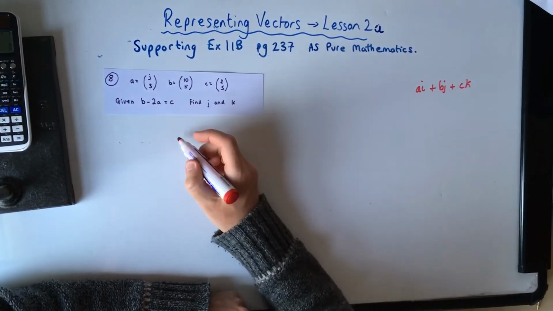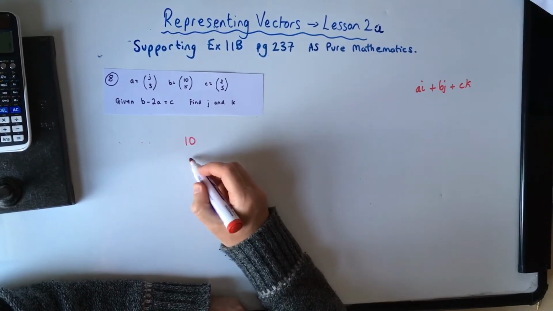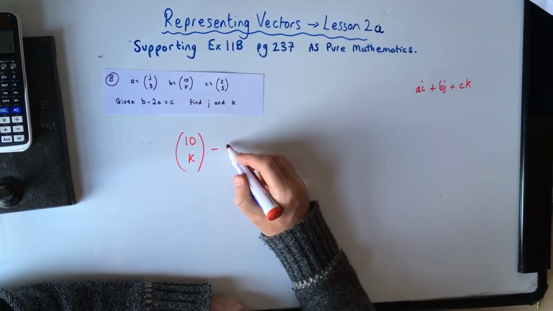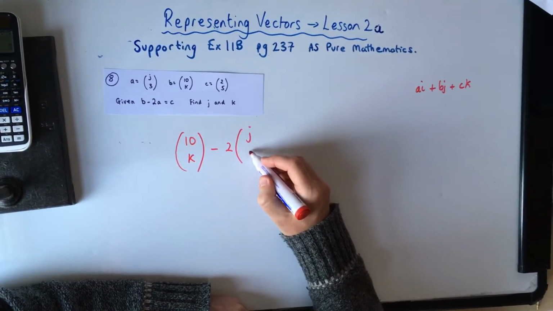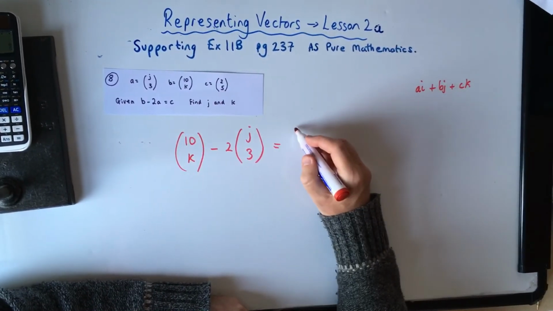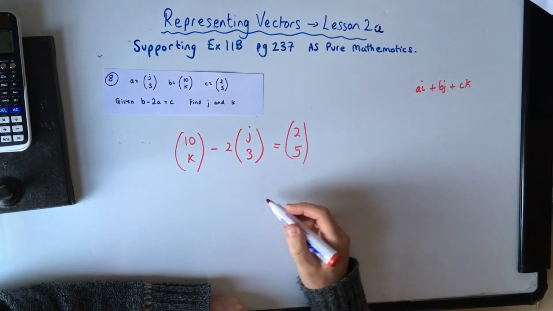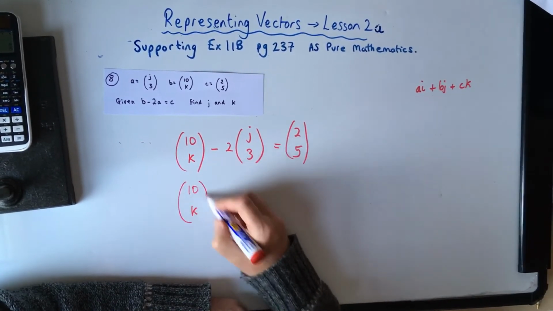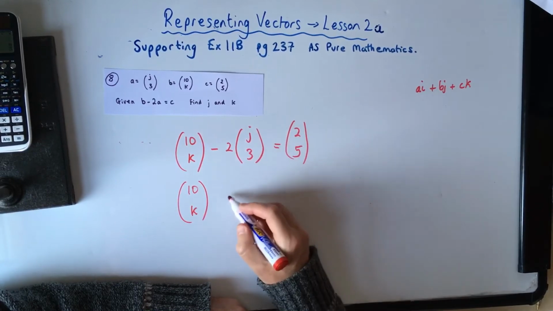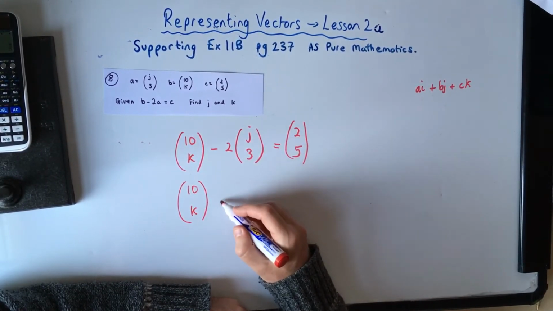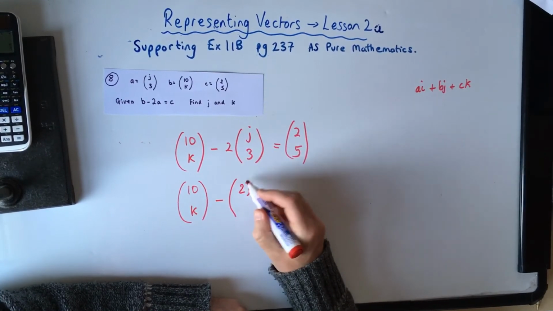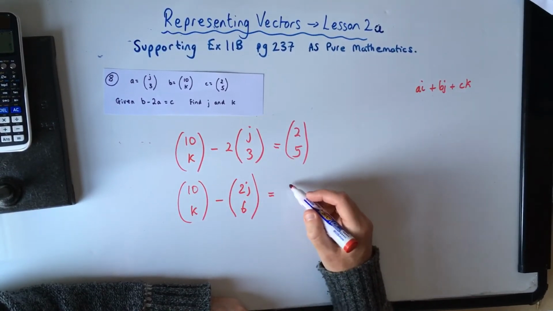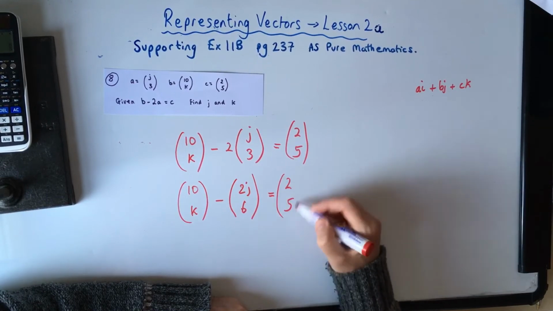They're saying b minus 2a. Okay, so b is 10 over k. There it is. Minus 2a, minus 2 lots of a, which is j over 3, is equal to c, which is 2 over 5. Okay, so they've gone away from i and j. So let's just work this out. 10 over k, multiply both of these by minus 2, so minus 2j over 6, so just multiplied out, that is equal to 2 over 5.